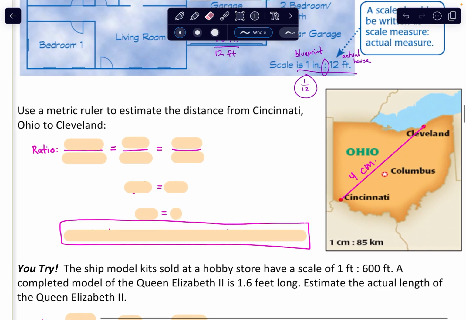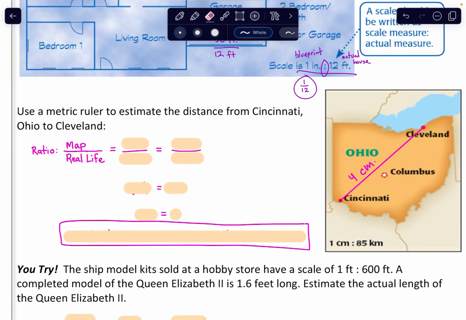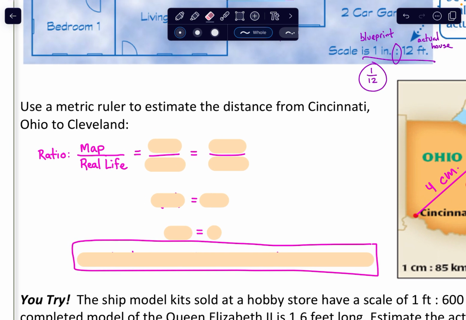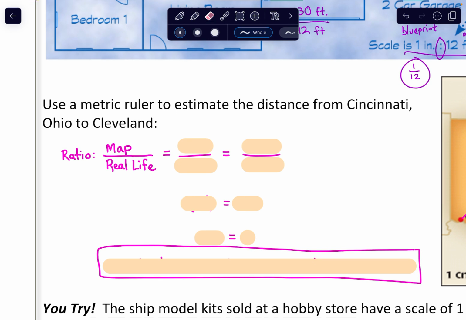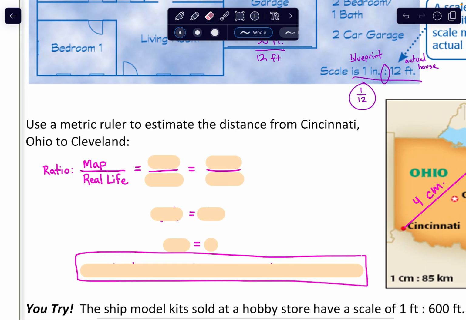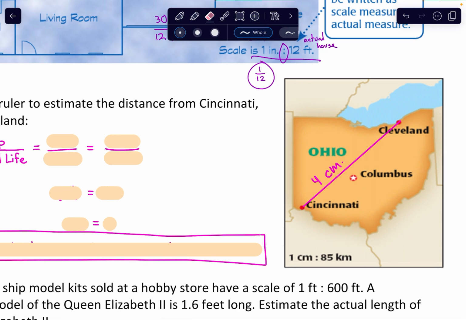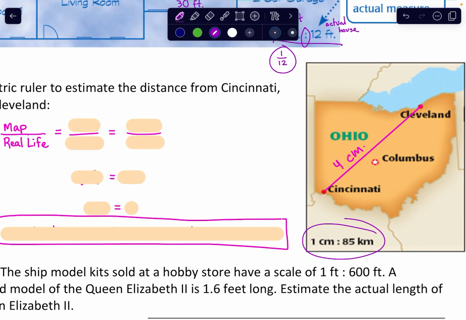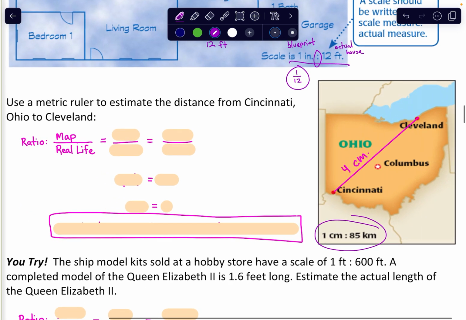Okay, so the first thing we're going to do when we do a story problem is set up our ratio, and we're going to write it out in words. What am I going to put on top? What am I going to put on bottom? Because as I said in the last video, I could put real life on top and the map on bottom. It doesn't matter, but you have to be consistent with your two fractions that you write, okay? The first fraction is always the scale. So that's what we need down here. You might not even have seen it when you're looking at the picture, but that's the most important part of this picture. 1 centimeter equals 85 kilometers, okay?